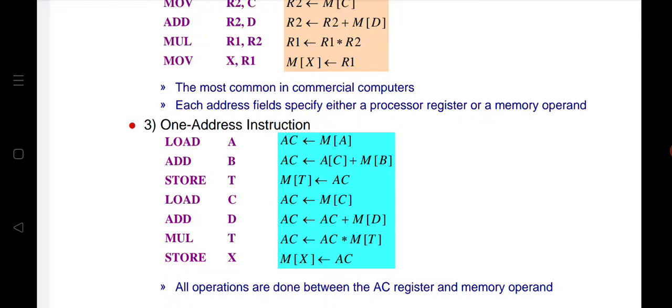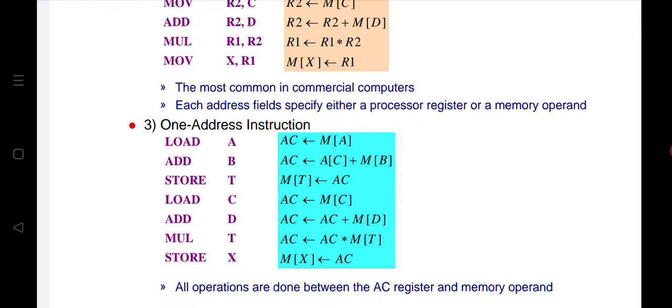Okay, next is store T. T is a memory address. I need to store, because I am using the accumulator again and I cannot use any other register. So the A plus B value I will store in a memory address known as T. The accumulator contents will be moved into the T memory address.